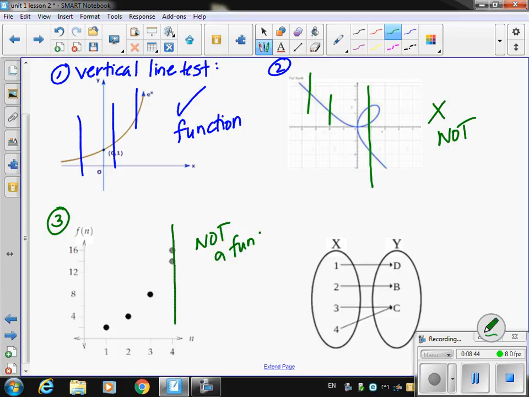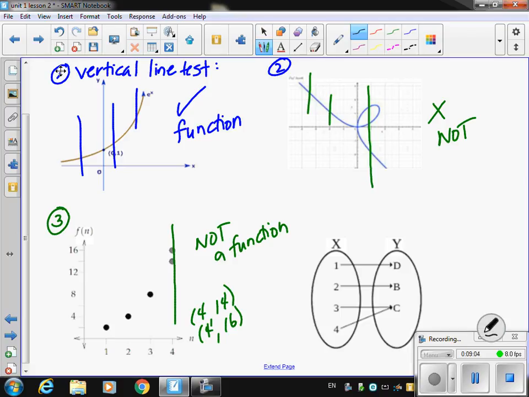I can see that for the x value of 4, I might have a y value of 14, or I would have a y value of 16. Since I have 2 y values for a given x value anywhere, that is not a function.